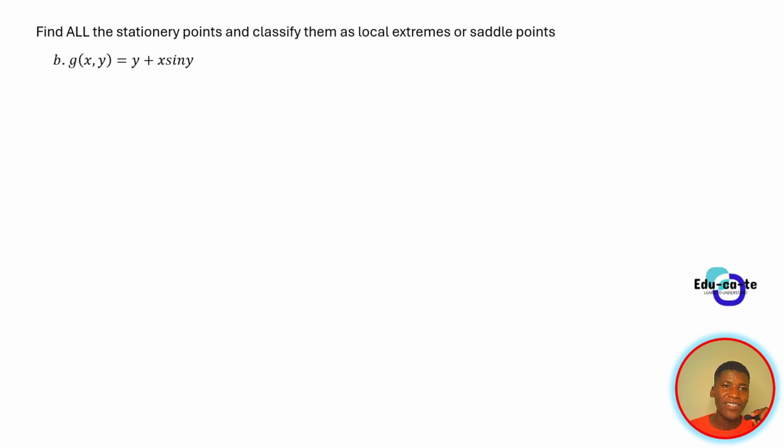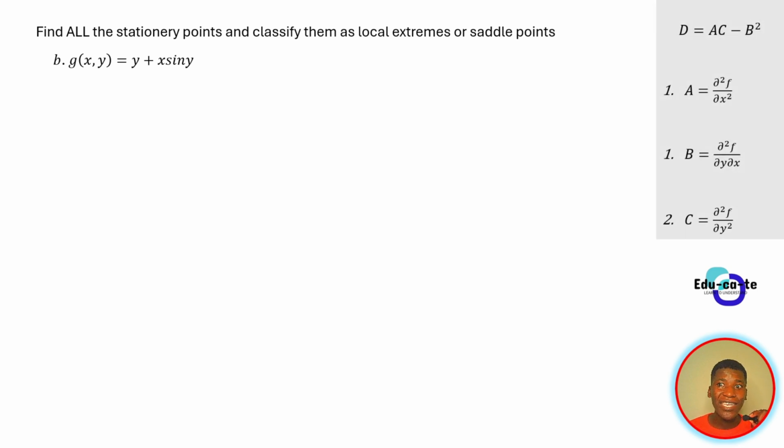Let us look at this problem that says find all the stationary points and classify them as local extremes or saddle points. I already made a video about the procedure. So basically, we are going to get to the process. Remember that the stationary points are those points where the gradient is 0 or where the gradient does not exist. So we need to know, are the points local minima or local maxima, or are they saddle points?